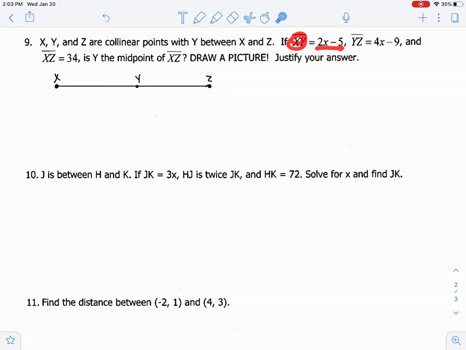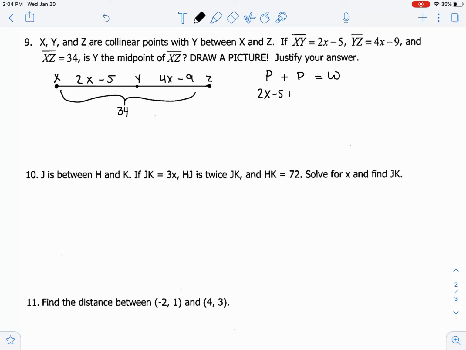We're told that XY is 2x minus 5. We're told that YZ is 4x minus 9. And the XZ, our whole, is 34. Is Y the midpoint? Draw a picture, justify your answer. Well, based on the information that's given, I'm given two parts and the whole. To determine if Y is the midpoint, I first need to know the value of x. So we're going to find x by setting up a part plus part equals whole equation.